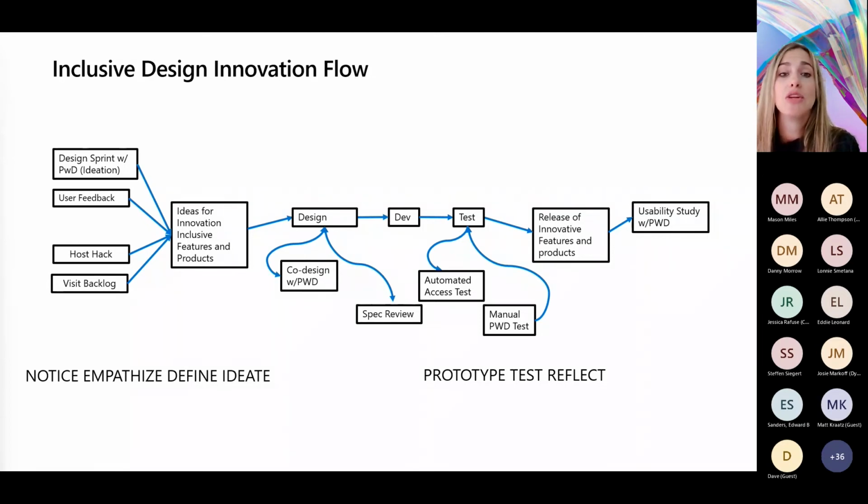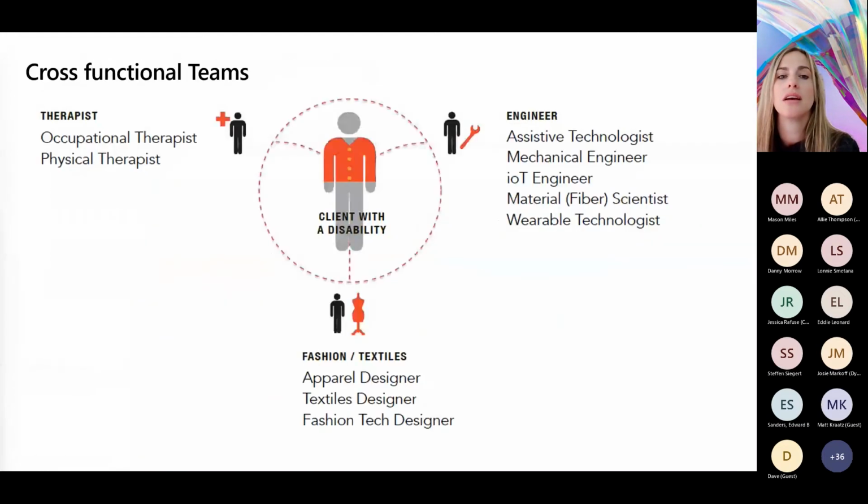And then when you release your innovative and inclusive product and feature, do a usability study to really make sure that you understood the challenges that these communities were facing and that your innovation actually solves their problem. And this section really, from design to usability study, is prototype, test, reflect when we compare it to the inclusive design process. So this is a chart that we have the makeup of my team at OpenStyle Lab.